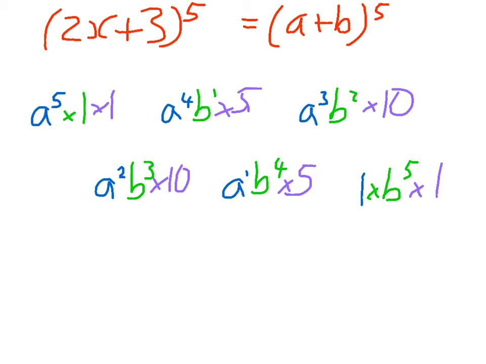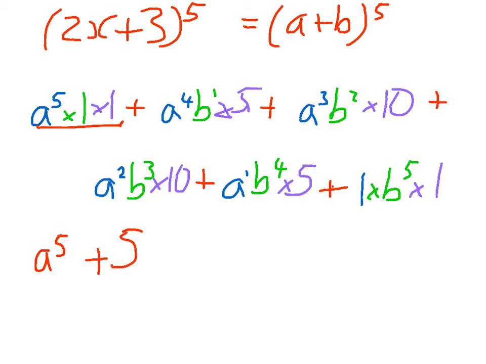So if you take this first section, you've got effectively just a to the power of 5 there. Okay, and remember we've got to put pluses in between all of these things. The second one can be written as a to the 4, b to the 1 and 5, so we'll write it as 5 a to the 4 b to the 1. And then the next one, 10 a cubed b squared.